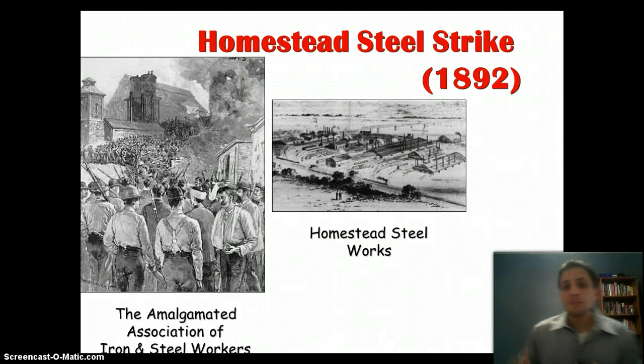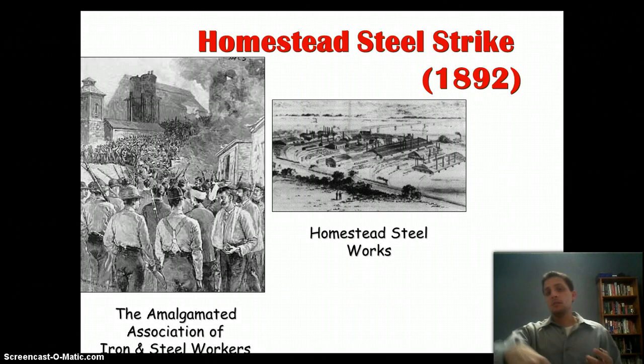Okay, now, the next big strike that we're going to talk about is the Homestead strike. This is going to be in Andrew Carnegie's steel mill here in Homestead, Pennsylvania. Now, what happens to these workers is that they were using collective bargaining. They had a union in Carnegie's steel mills. He allowed for these unions to be there, and they practiced collective bargaining.